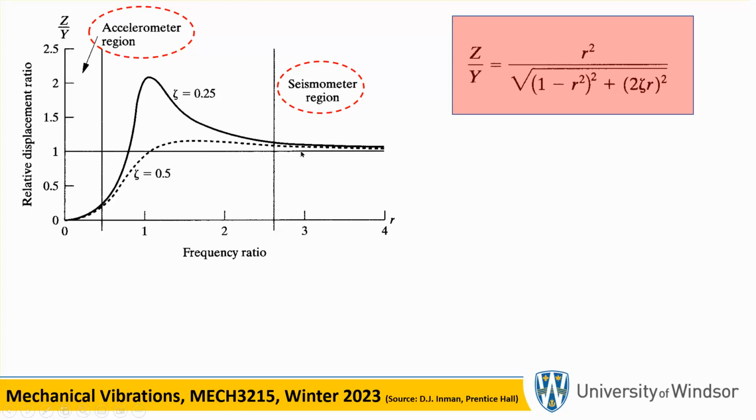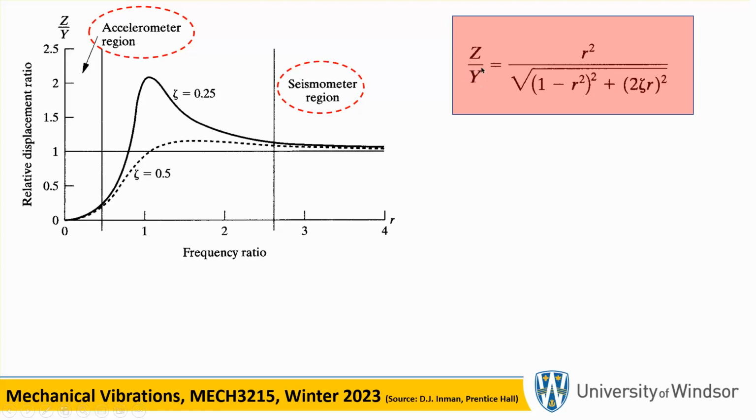Notice that it doesn't matter what the damping ratio is, because remember, this thing depends on the value of xi. They all approach kind of 1. This ratio almost approaches 1. And what that means is that the relative displacement of that mass is actually the amplitude of the vibration of the base. Z over Y approaching 1 means that Z is almost Y.